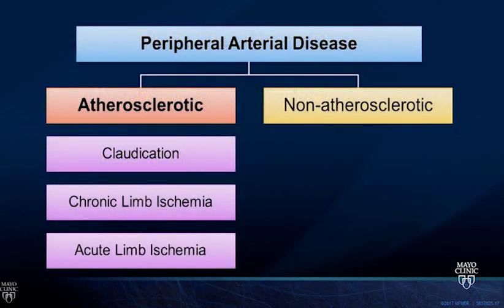So peripheral arterial disease broadly can be thought of as either atherosclerotic or non-atherosclerotic. And we're going to focus largely on the atherosclerotic and just highlight 2 non-atherosclerotic causes. We'll look at claudication, a little bit at chronic limb ischemia, and then at acute limb ischemia.